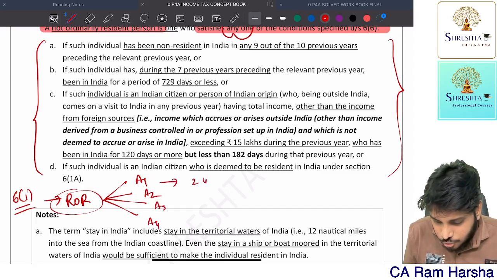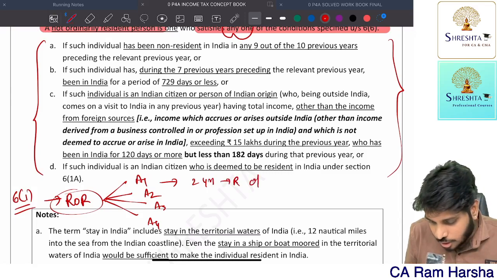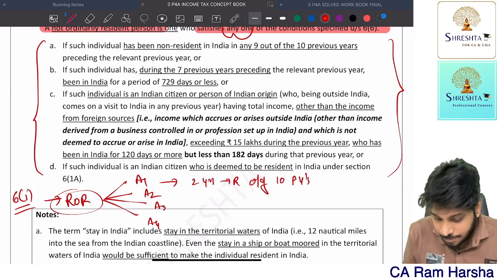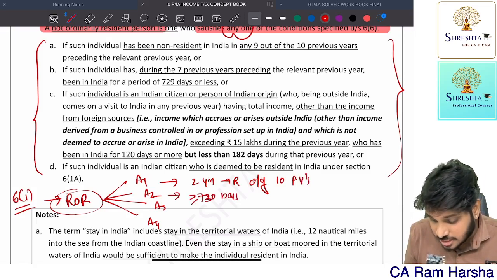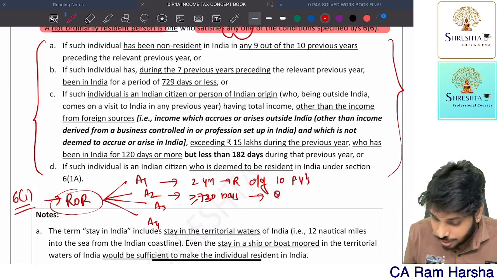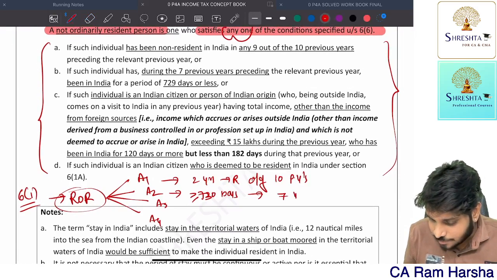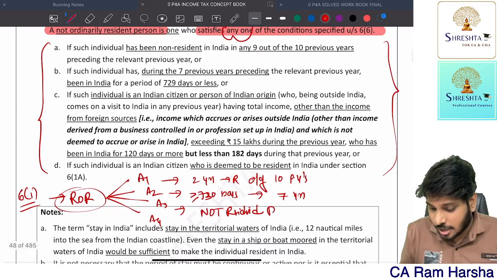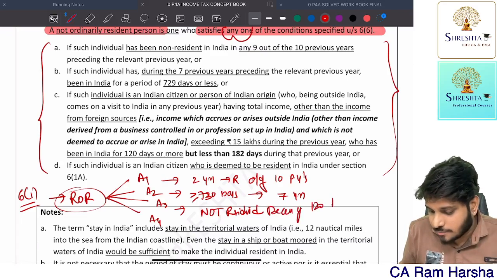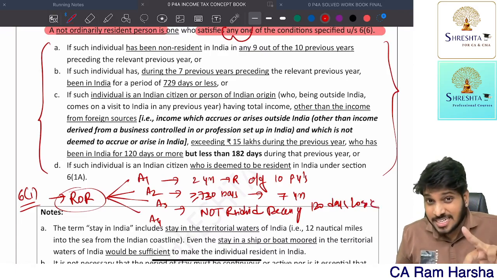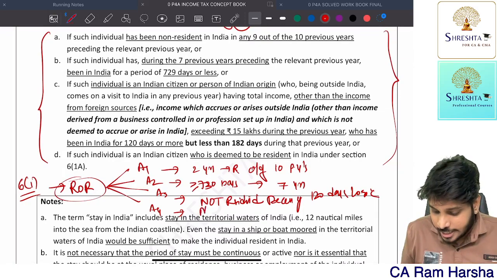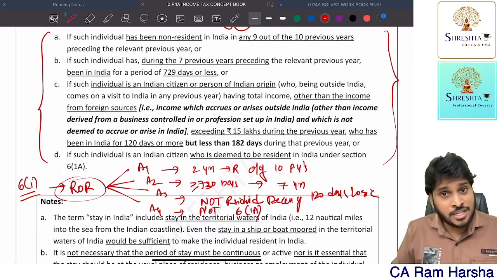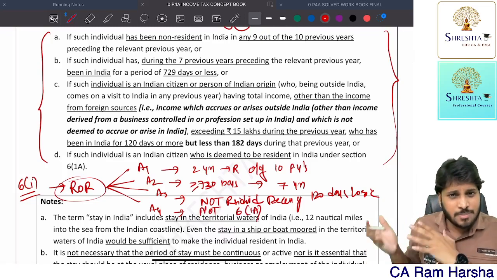What is A1? He must have been resident for 2 years out of the previous 10 years. A2, he must have stayed in India for 730 days or more out of the past 7 years. And the deeming provisions don't apply. He is not a resident because of the 120 days logic, or because of the 61A logic.